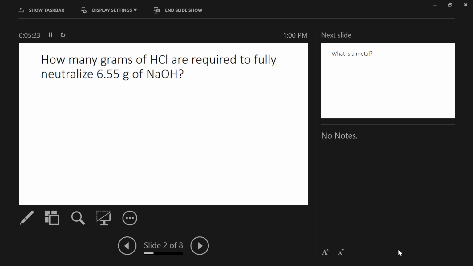Hydrochloric acid. And we know we need to go to moles of hydrochloric acid because the problem wants us to determine how much hydrochloric acid we need to neutralize the sodium hydroxide. Right? That's what the problem's asking for.